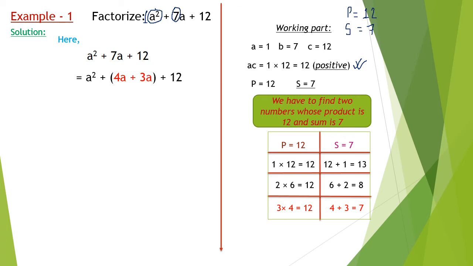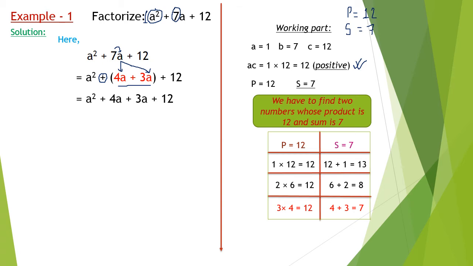Now 7a will be replaced by 4a and 3a. Why a? Ask the question. Because the question is in the form of a. 7 has a, isn't it? The variable with 7 is a. That's why there must be a. We can split 7a into two parts, 4a and 3a. As there is a plus sign, we don't have to worry about the sign. It won't be changed, and we can just remove the bracket. You can see here: a square plus 4a plus 3a plus 12.